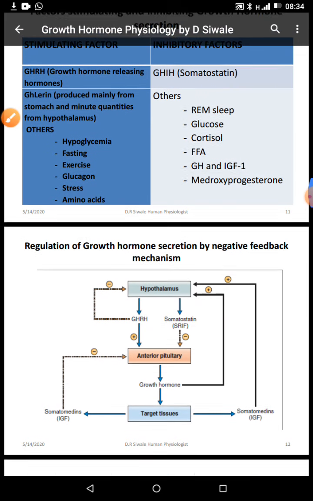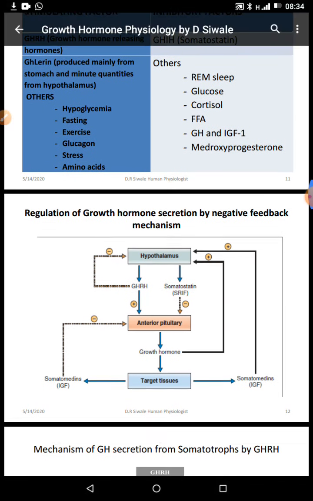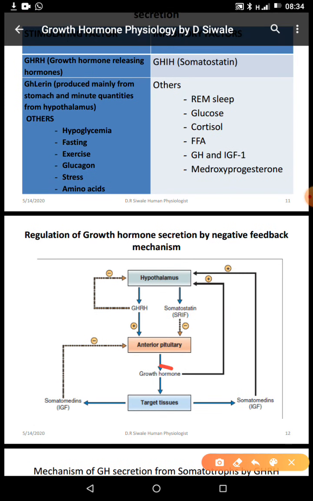Also, the same growth hormone can auto-regulate itself, whereby when there's excessive secretion of growth hormone, it will bind to the hypothalamus, resulting in secretion of somatostatin, which is an inhibitory factor, the somatotropin release inhibiting factor. So this basically shows the regulation of growth hormone.